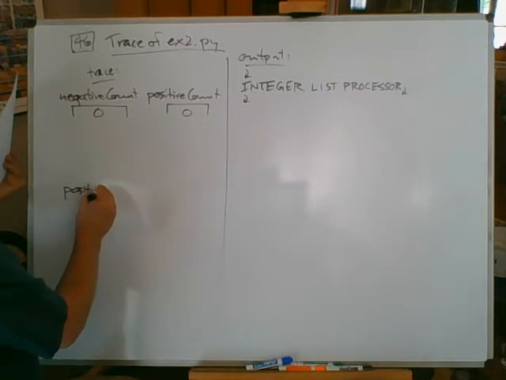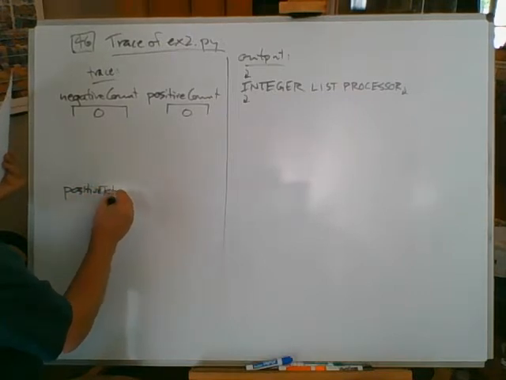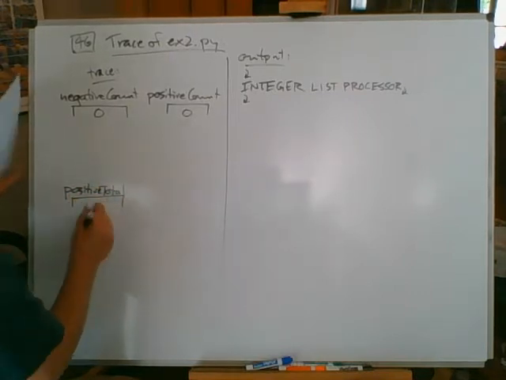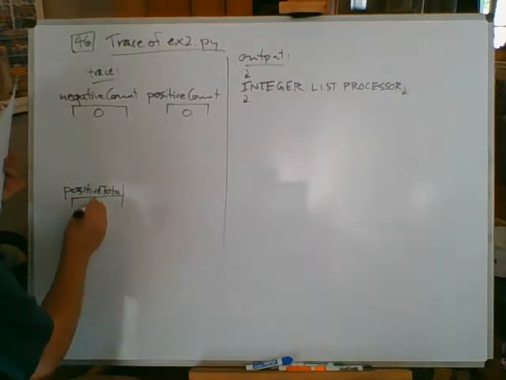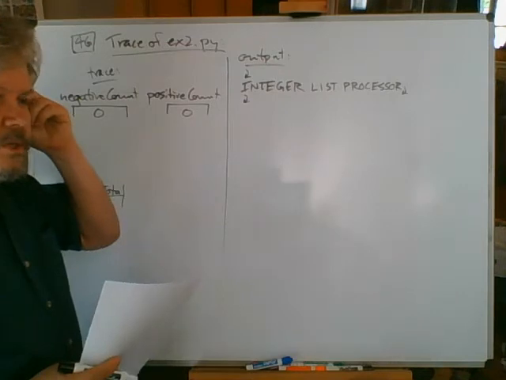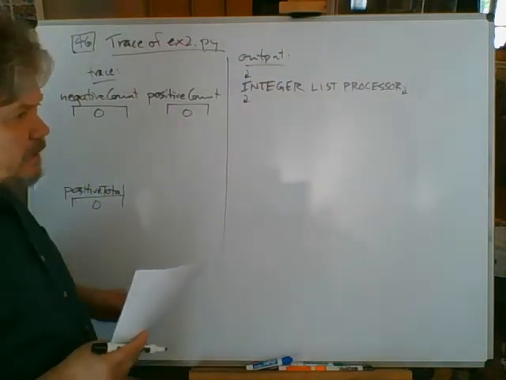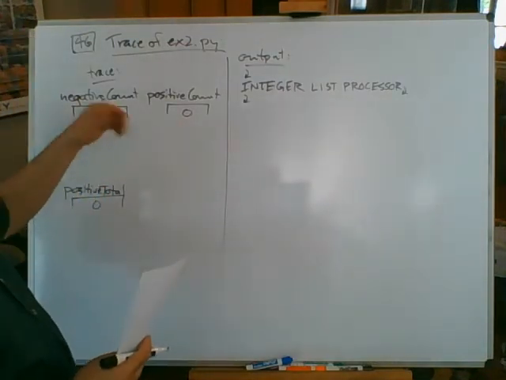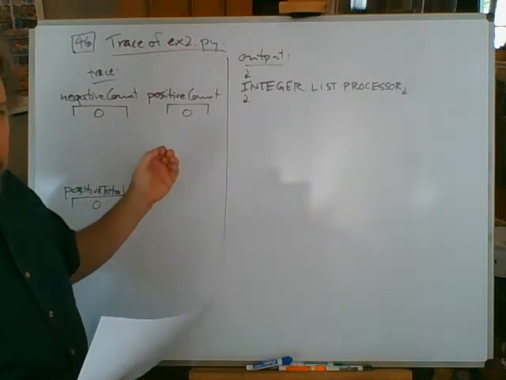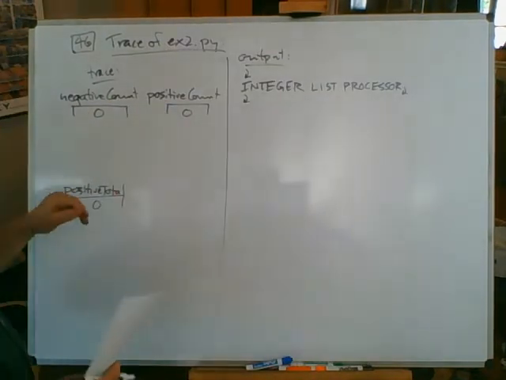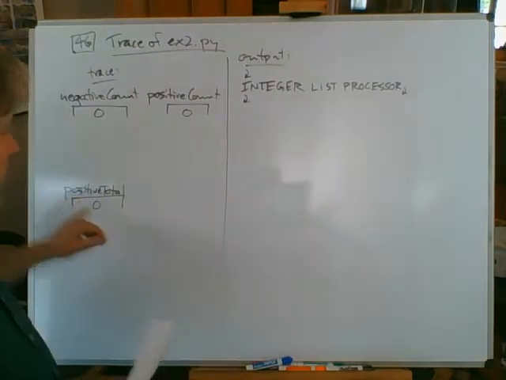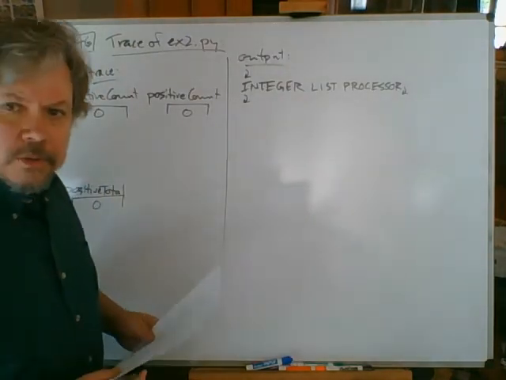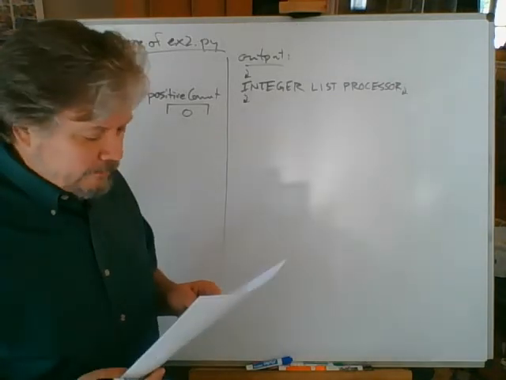Positive total. Now notice this judicious choice of variable names. Positive total is 0. I don't know that it's a deeply held convention, but it's a good idea to name your counters something that sounds like a counter, like positive count or negative count, and to name your running totals something that sounds like a total, like positive total. So those variables to some degree are self-explanatory.